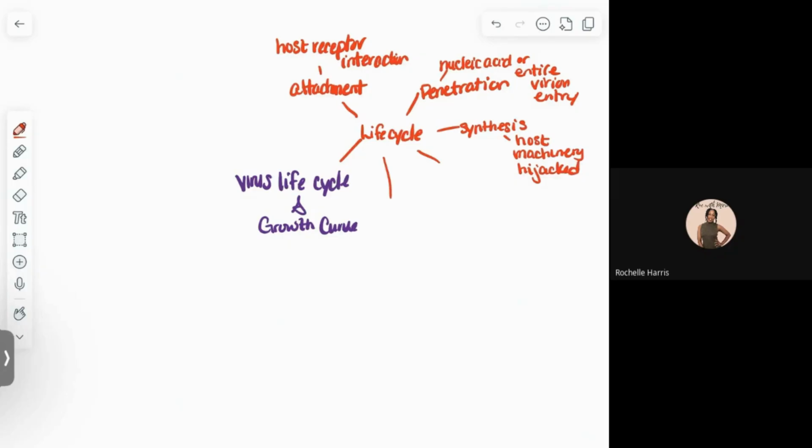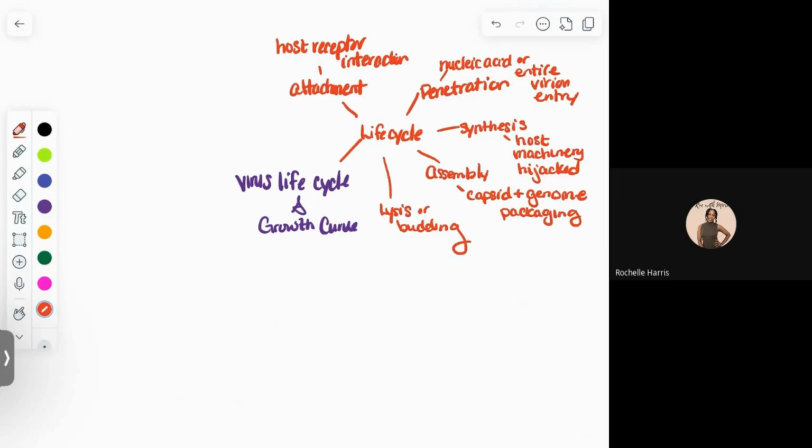Finally, virions are released either through host cell lysis, as in most bacteriophages, or through budding, as in many enveloped animal viruses. The success of these stages depends on the permissive host cell that provides the required enzymatic and structural machinery for replication. The one step growth curve provides a framework to visualize these processes experimentally.